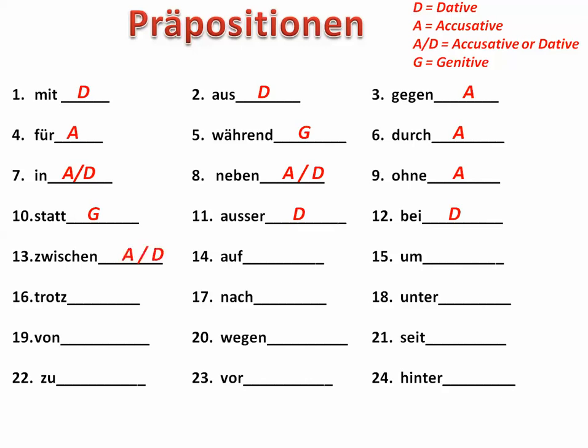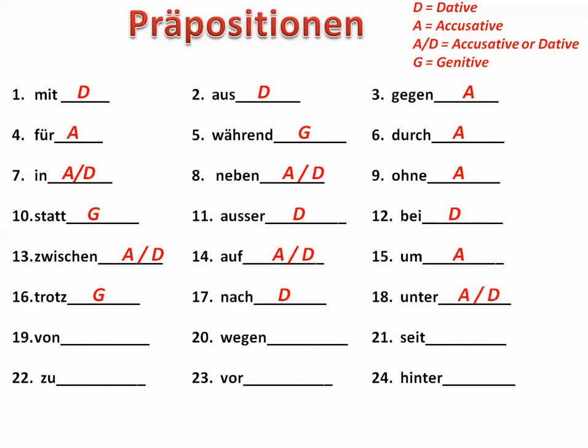Zwischen, a two-way preposition, accusative and dative, that means between. Auf, again another two-way preposition that means on top of. It also means around and it's accusative, or in relation to time it means exactly at. For example, um 12 Uhr, at 12 o'clock. Trotz, in spite of, genitive preposition. Nach, dative preposition, means after, but it can also be used, for example, going to places, like ich fahre nach Atlanta, so I'm driving to Atlanta.